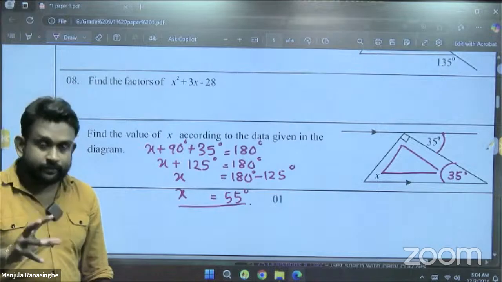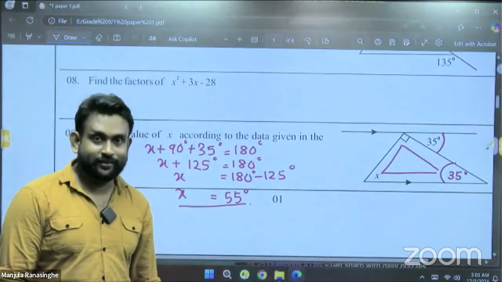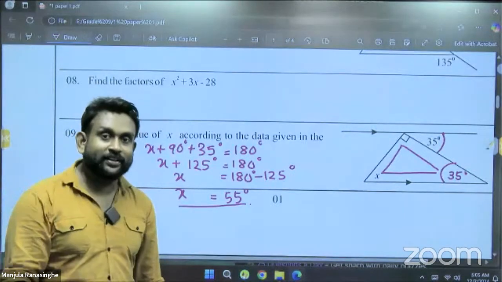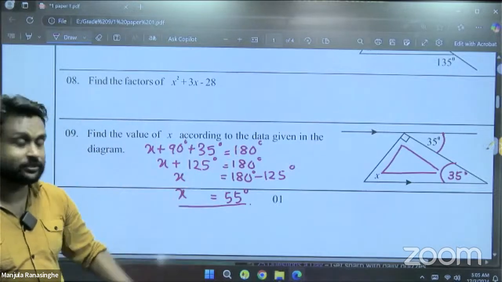So what are the theorems? This is one method only. In geometry, it is like traveling to Colombo from Kurunegala, imagine. We have several paths. So in geometry also, we have several paths to achieve the same answer.